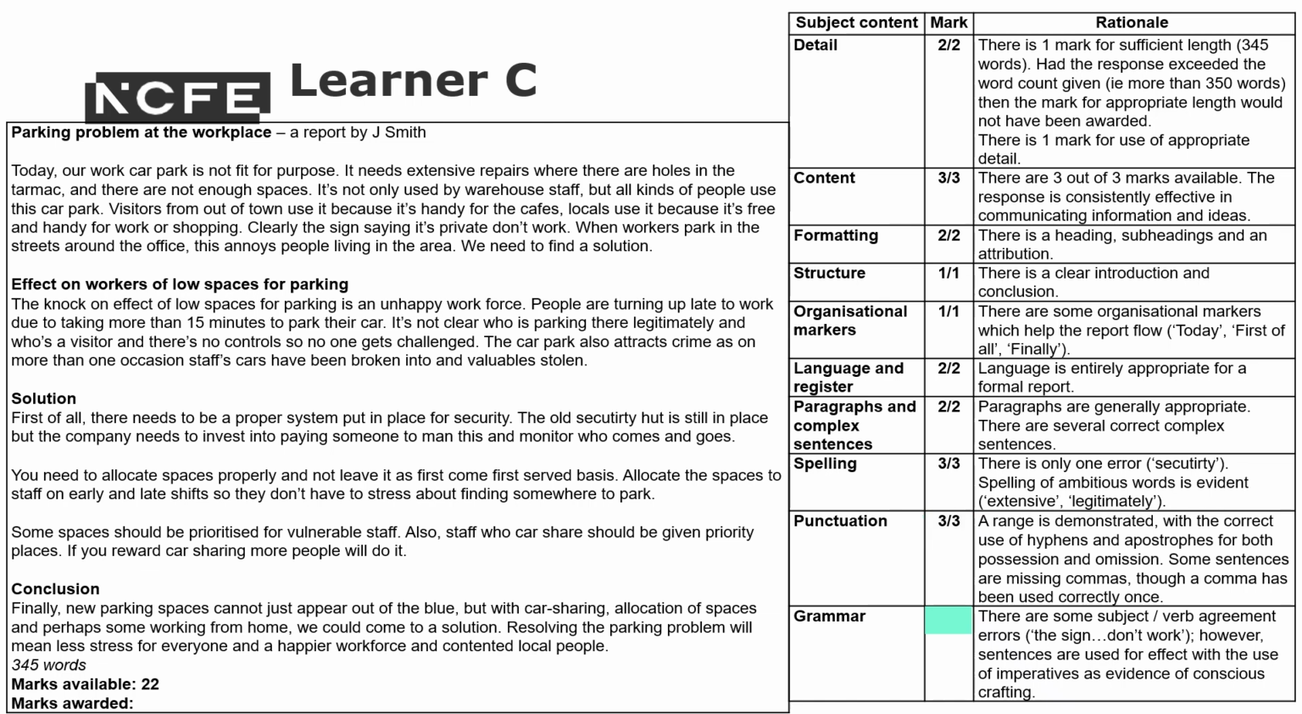For punctuation, 3 out of 3. A range is demonstrated with the correct use of hyphens and apostrophes for both possession and omission. Some sentences are missing commas, though a comma has been used correctly once. And for grammar, 3 out of 3. There are some subject-verb agreement errors, "the sign don't work". However, the sentences are used for effect with the use of imperatives as evidence of conscious crafting. So in total, this learner was awarded the full marks of 22 out of 22.